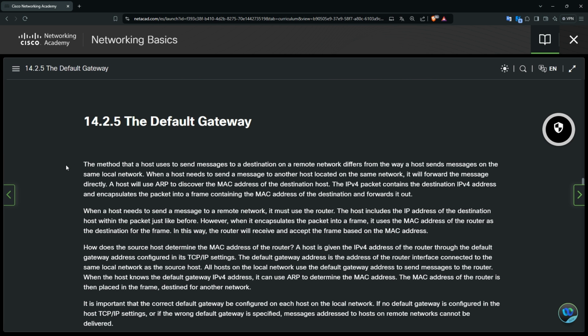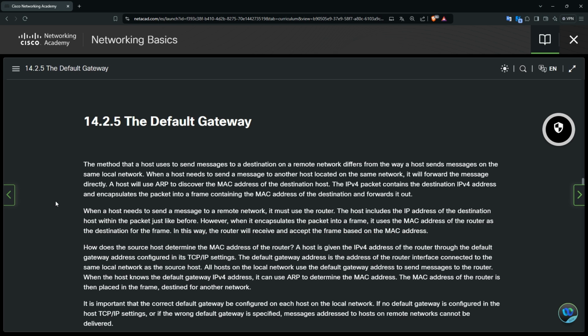The default gateway. The method that a host uses to send messages to a destination on a remote network differs from the way hosts send messages on the same local network. When a host needs to send a message to another host located on the same network, it will forward the message directly. A host will use ARP, Address Resolution Protocol, to discover the MAC address of the destination host. MAC is Media Access Control. The IPv4 packet contains the destination IPv4 address and encapsulates the packet into a frame containing the MAC address of the destination and forwards it out.